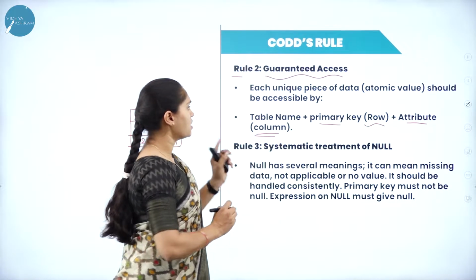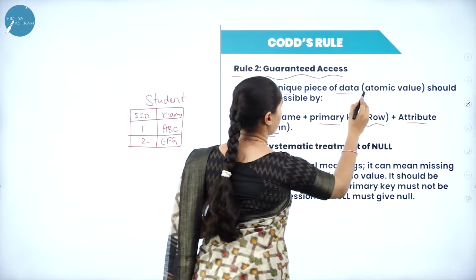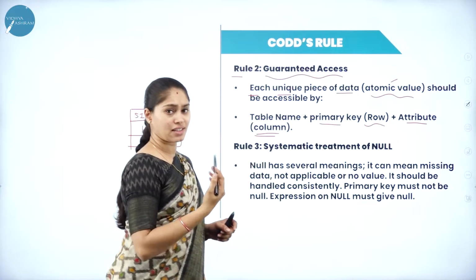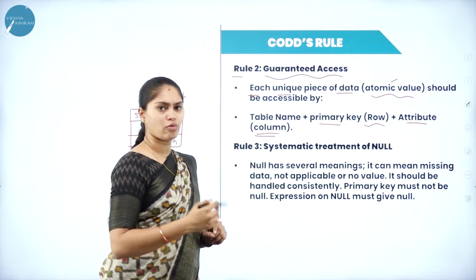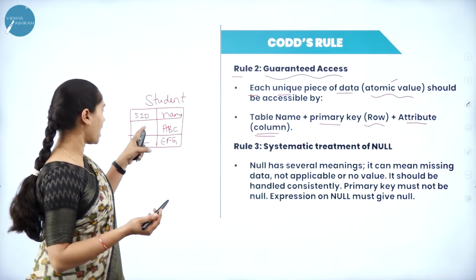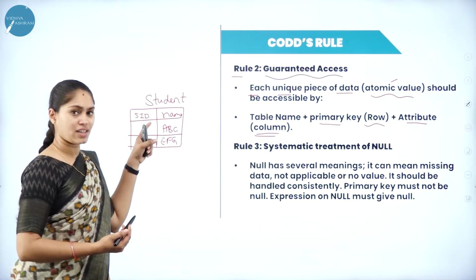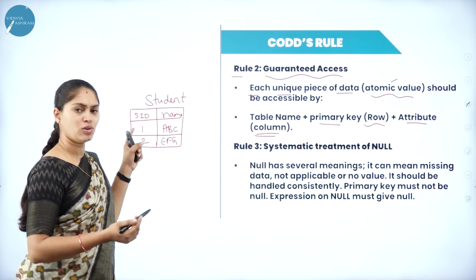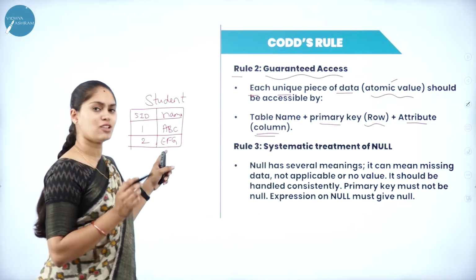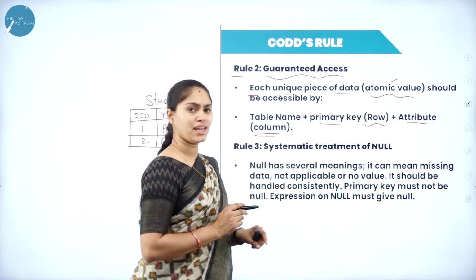What is rule 2 going to say? Guaranteed access. Each unique piece of data, that is an atomic value which cannot be further divided, is considered an atomic value. For example, here I have a student ID of 1. I can't further divide this student ID into 0.1, 0.2. This must be the ultimate value for this student ID. That kind of value is termed an atomic value.